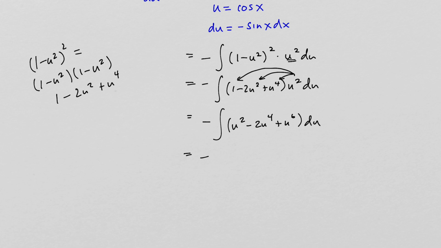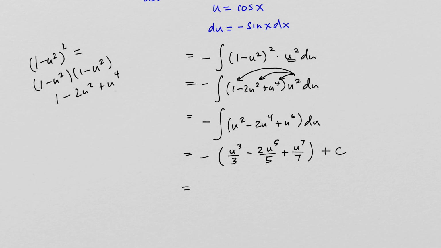So we have a negative. We need parentheses because this negative applies to the whole integral. And so the integral of u squared is u cubed divided by 3, minus 2 times the integral of u to the fourth is u to the fifth divided by 5, plus integral of u to the sixth is u to the seventh divided by 7, plus c. Now keep in mind that we're not done. We need to do two things here. We should distribute the negative, and then we should also plug u equals cosine back in here.